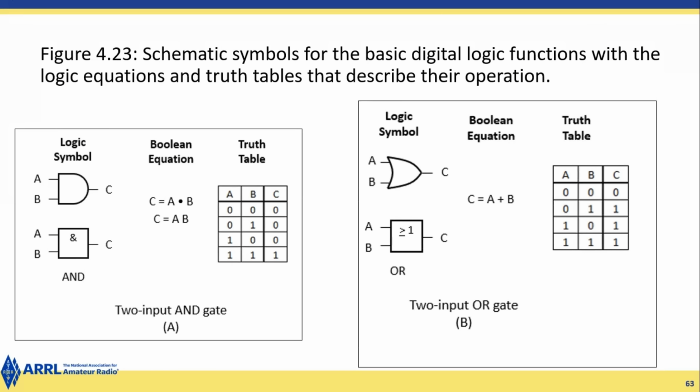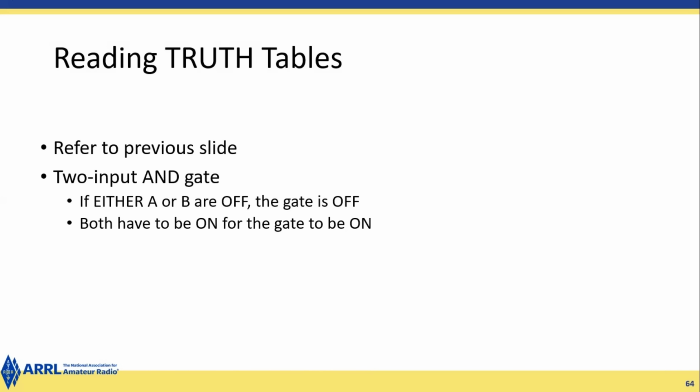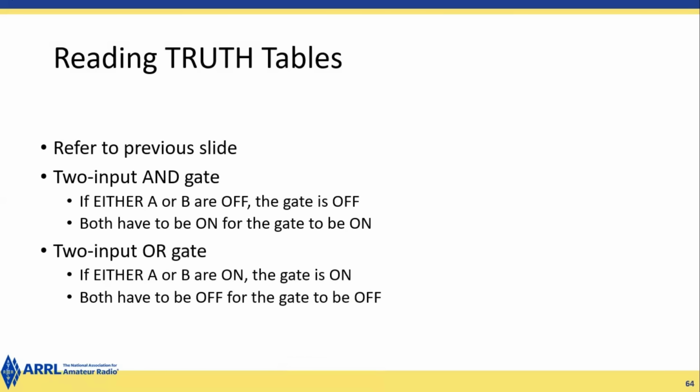An OR gate takes the two inputs and ORs them together. So if any input has a 1 on it, the output is going to be 1. For a 2-input AND gate, if either A or B is off, the gate is off. Both have to be on for the gate to be on. For a 2-input OR gate, if either A or B is on, the gate is on. Both have to be off for the gate to be off.